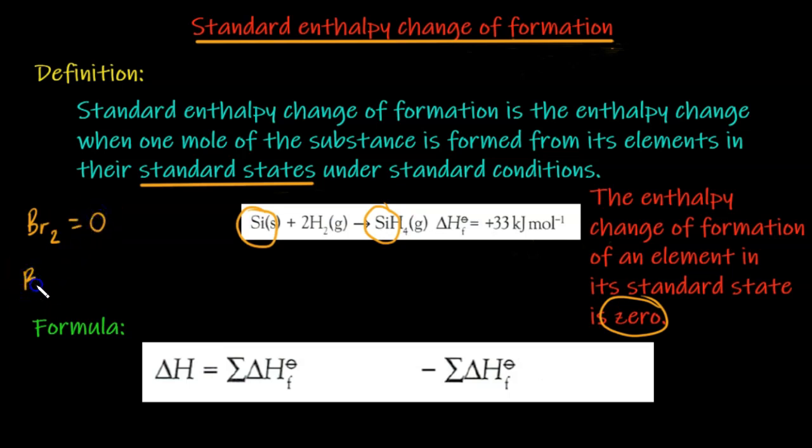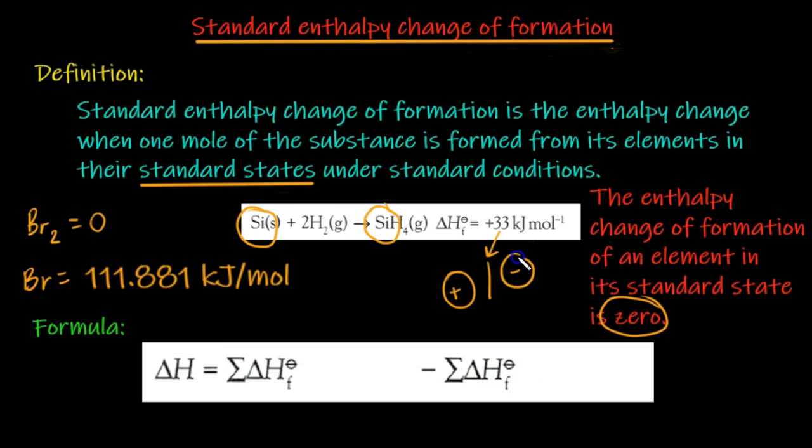The enthalpy of formation for Br is 111.881 kilojoules per mole. This is because Br is not bromine in its standard state. Only Br2 is. Another thing to note here is that enthalpies of formation can be either positive or negative. A negative value means that under standard conditions, the compound is energetically more stable than its elements, whereas a positive value means that it is less energetically stable.